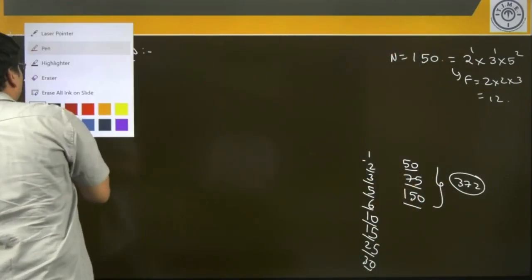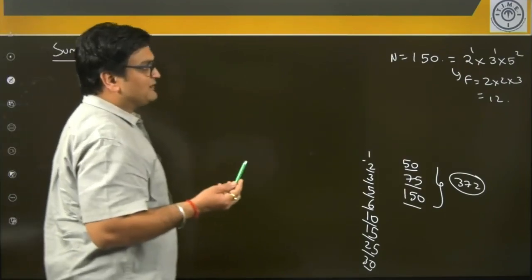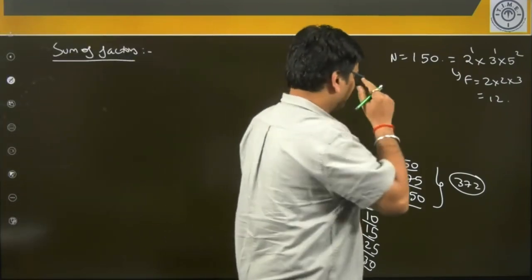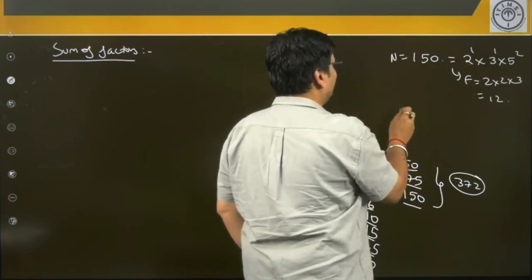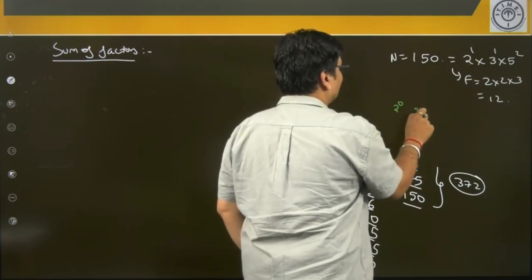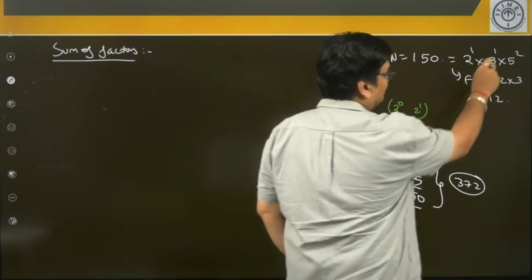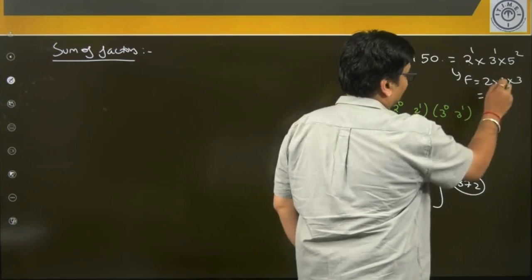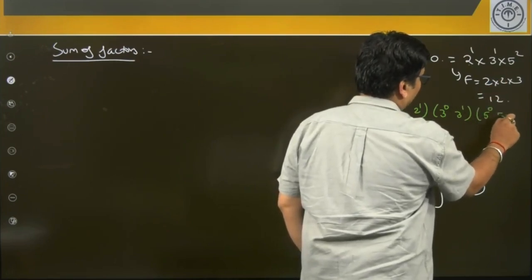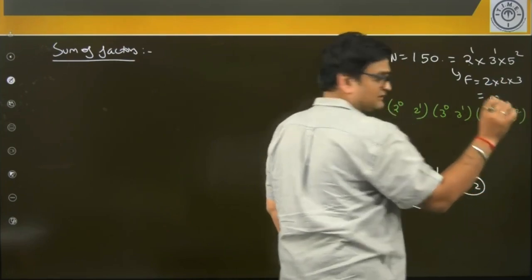Now, can there be an alternate way, a better way of getting to the answer or not? Let's try to understand. Please notice. What will be the possible factors of 2 power 1? It's only 2 power 0, 2 power 1, right? For 3 power 1, 3 power 0, 3 power 1, that's it. For 5 power 2, 5 power 0, 5 power 1, 5 power 2, right?